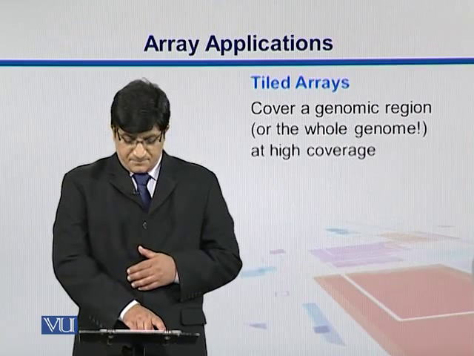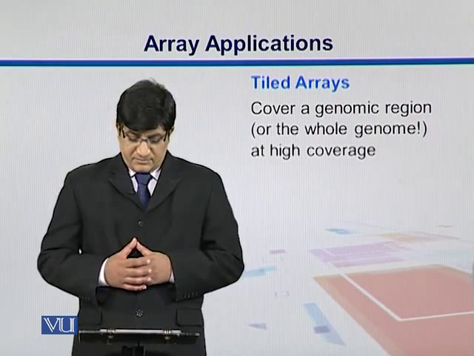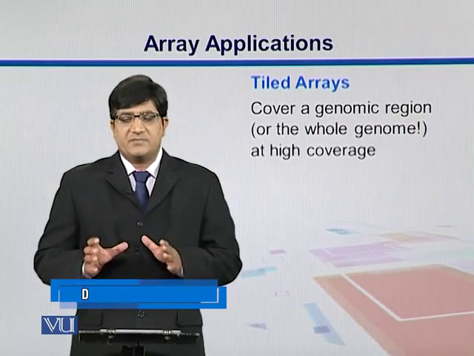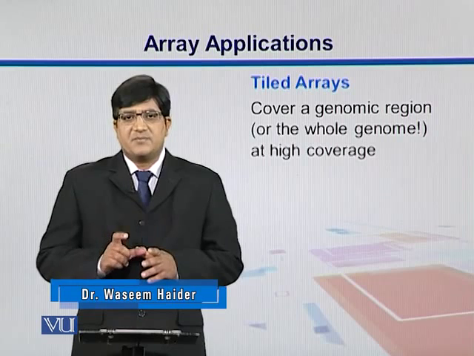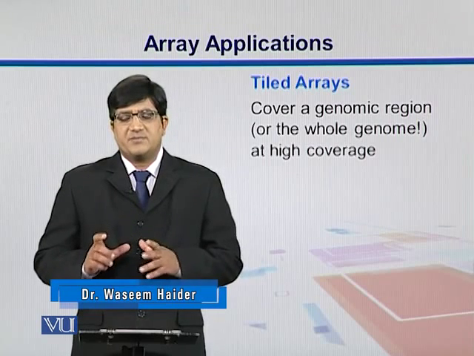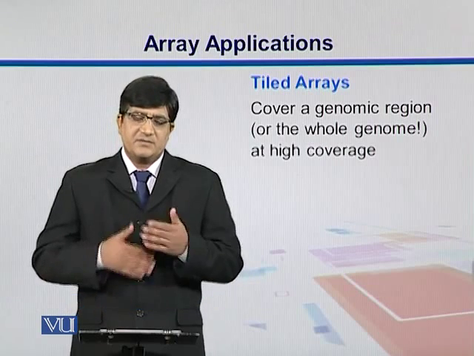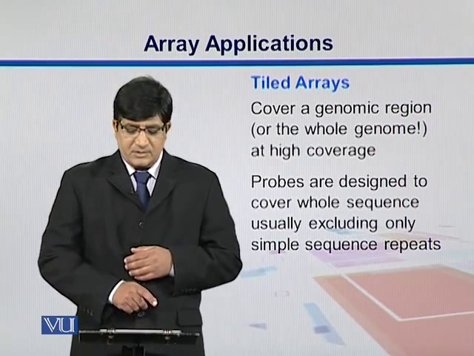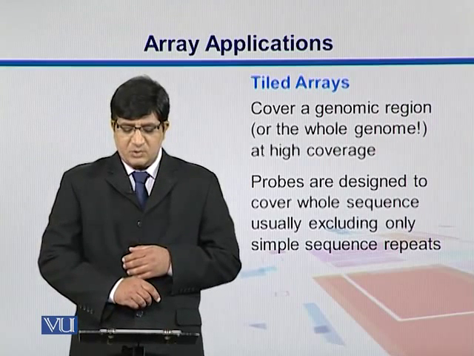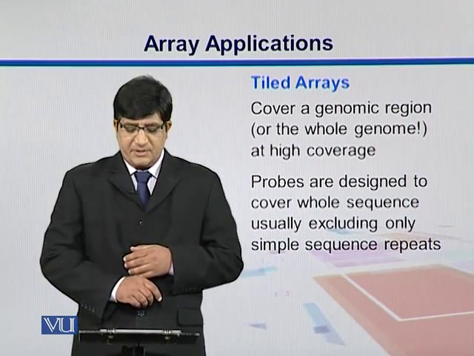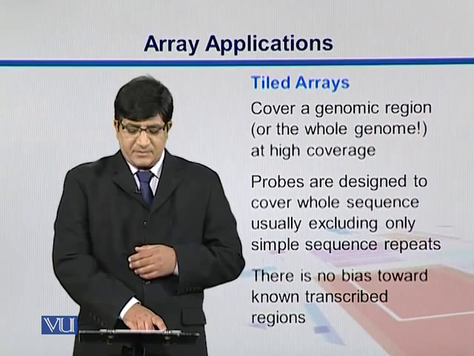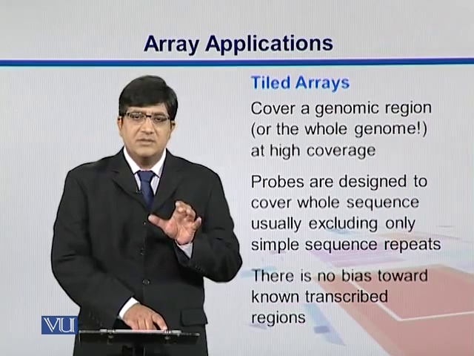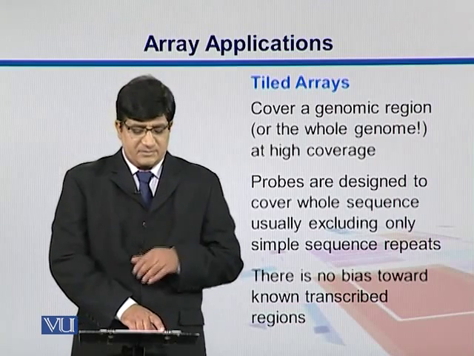As array features. In tiled arrays, we cover the genomic regions or whole genomes at a high coverage. So we have a large number of tiles or small segments covering the whole genome, so we can capture them, and in this way we can have an idea about the overall sequence of that whole genomic region. Probes are designed to cover the whole sequence, usually excluding only simple sequence repeats, and there is no bias here towards the non-transcribed region. So you take the whole genome and then you make those probes from that.